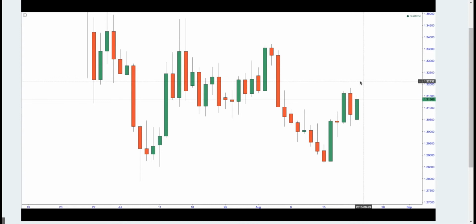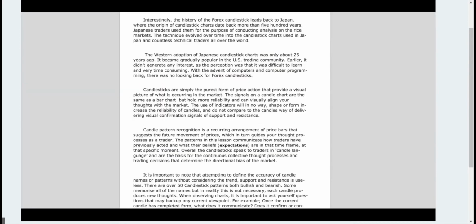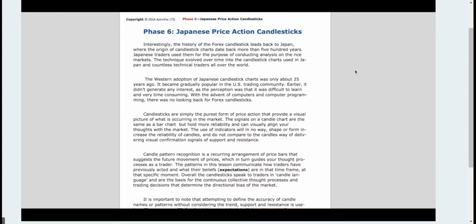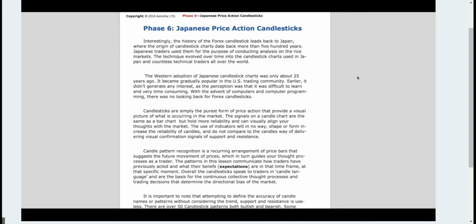Now price action candlesticks, there are 10 formations in the book. As you can see here, page 130, Japanese price action candlesticks. Other methods of charting are the line chart and the bar chart. We don't really use any of those. The only time we really use the line chart is to maybe modify some of our key levels on the chart.